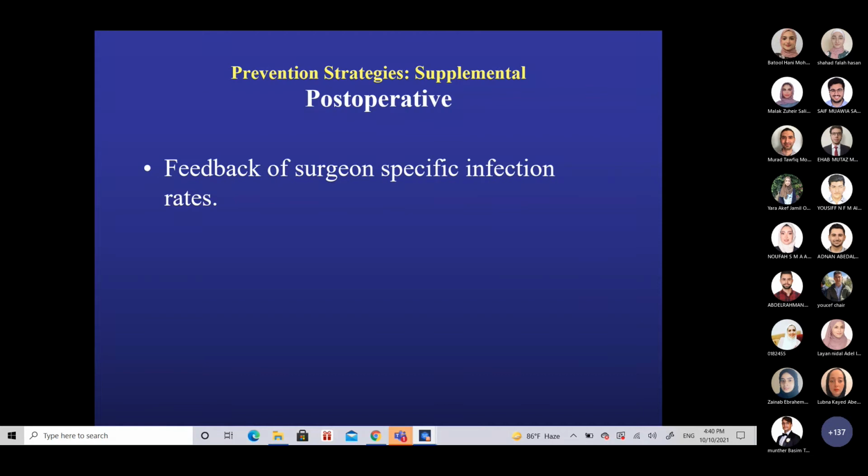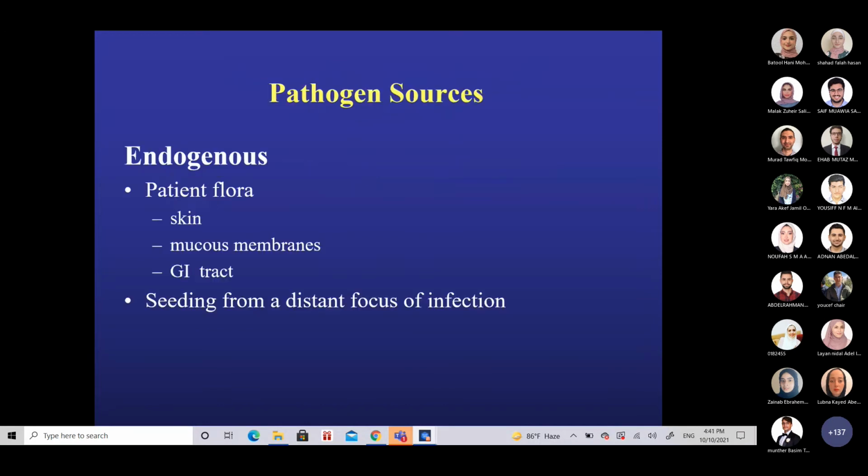Feedback of surgeon-specific infection rates. This is very important because of many factors, which we'll talk about, that can make the rates of surgical site infection vary between different surgeons.